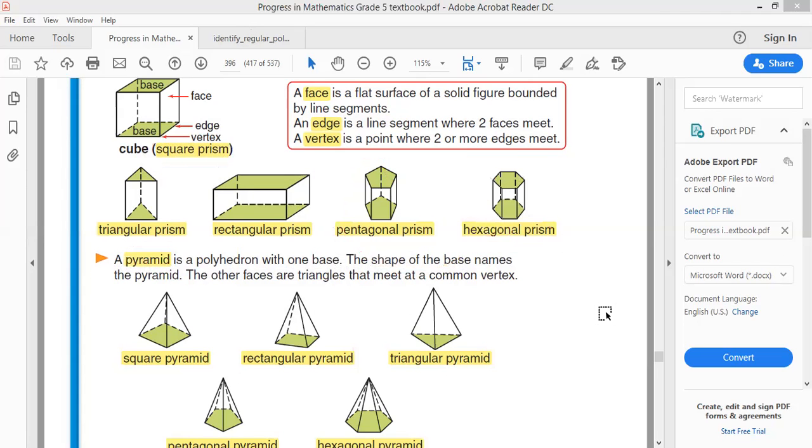Okay. Now be quiet and let me explain more about a pyramid. In a prism, you will see the downside and the upside will be the same figure. Like in the cube, as you can see, this one is a square, and the downside is a square also.